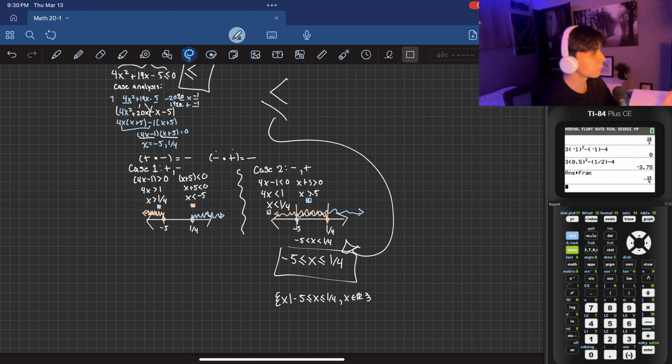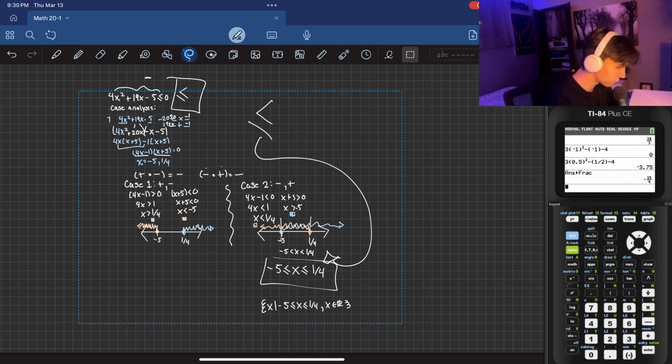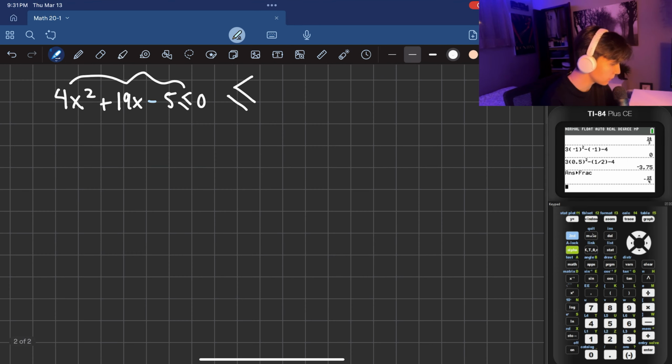So that is how you do it doing case analysis. If you don't get it, that's fine. We're going to be doing some more practice problems on it, so don't stress. I'll explain it more. So yeah, let's try the other method for now. The other method is going to be using roots and test points, so to speak.